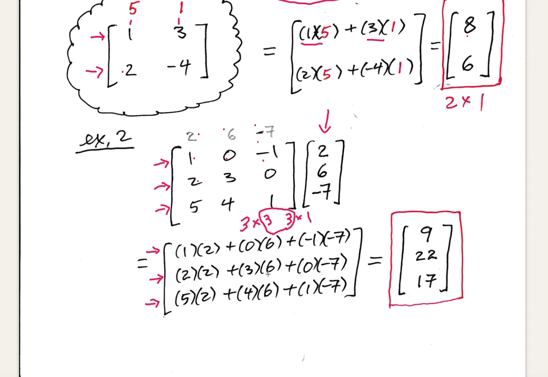You do the mental arithmetic if you want, but you need to be careful. So that's 2 plus 0 plus 7 is 9. There we go. That's 4 plus 18 is 22, because we're adding 0 at the end, right? 10 plus 24 is 34, plus negative 7 is, what, 27? Is that right? Oh, wait, I got it wrong. Let's correct that. That should be 27.